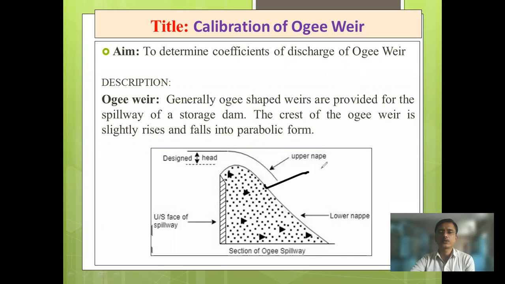negative pressure or vacuum pressure or cavitation does not happen here. Otherwise, if the shape is not like this, and this lower nappe leaves the surface, what is going to happen here? Cavities are going to form here. Negative pressure will be generated, and when these cavities burst, the surface here suffers wear and tear sooner. So to avoid that, this kind of shape is provided, Ogee shape. So the spillway is called the Ogee spillway or the Ogee weir.